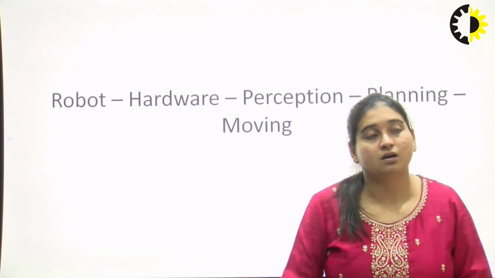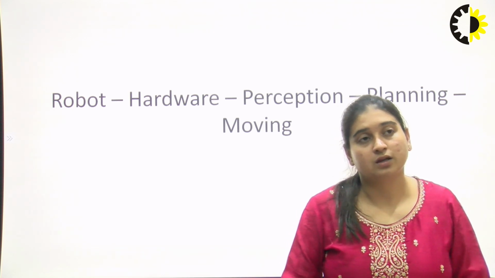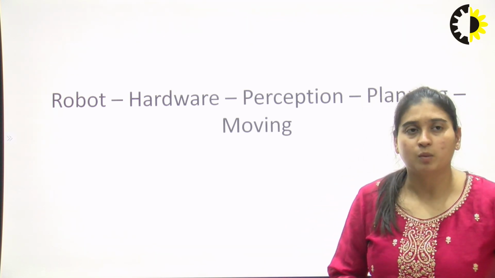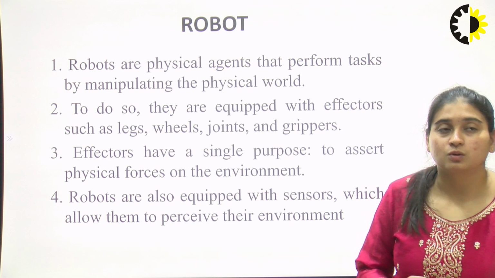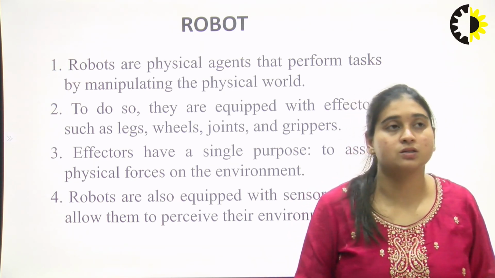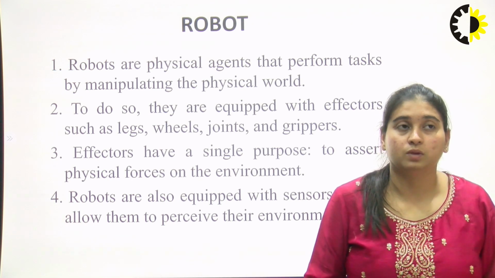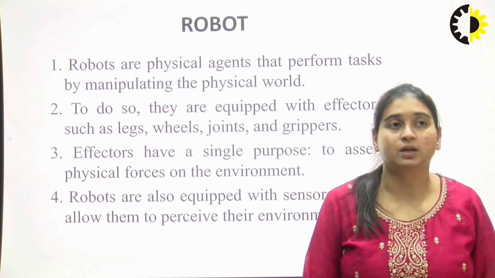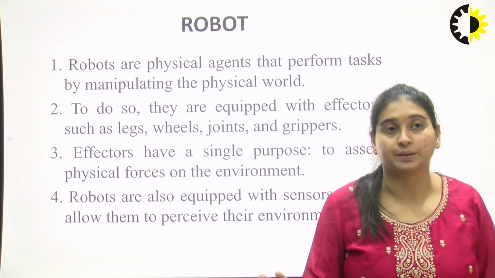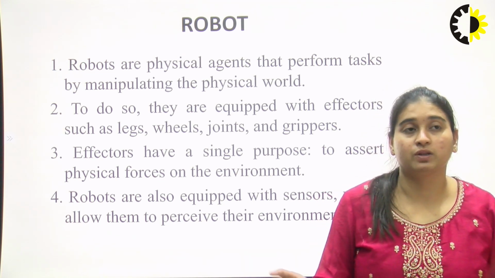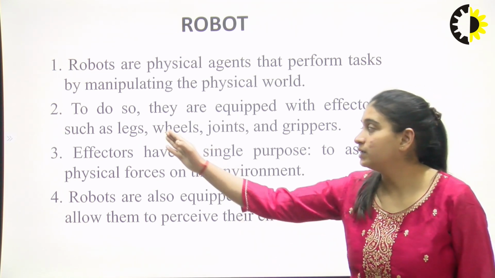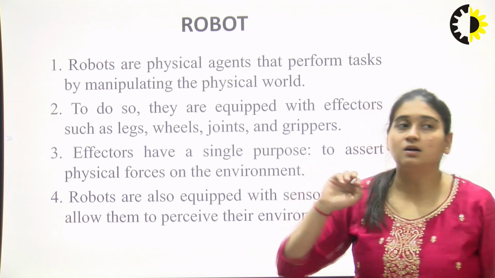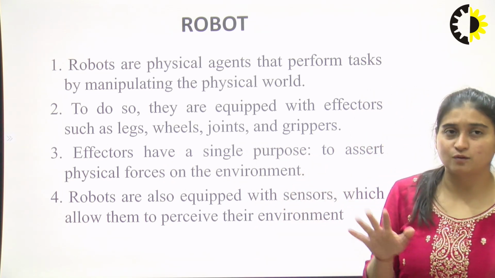Now the next thing is robot, and in robot we'll study what is hardware, what is perception, what is planning, and what is movable parts, you can say. So let's start by understanding what a robot is. If we see the definition, these are agents, physical agents, that perform tasks by manipulating the physical world, and to do so they are equipped with effectors, for example legs, wheels, joints, and grippers. Effectors have a single purpose: to exert physical force on the environment.